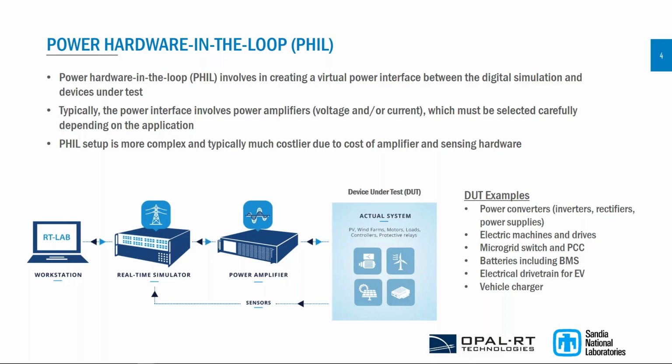Typically this power interface involves a power amplifier, which must be selected carefully depending on the application. The PHIL setup, as you can see, is much more complex and typically costlier than a regular HIL setup, mainly due to the cost of the amplifier, as well as the sensing hardware needed to close that loop.